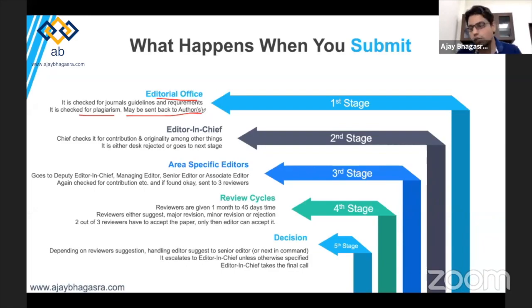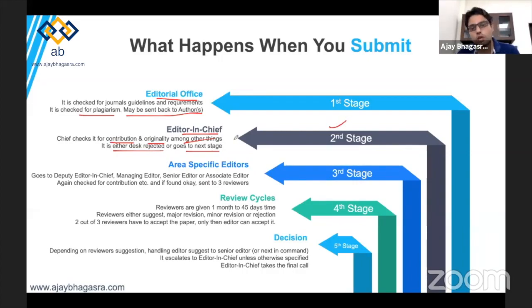If it is okay in the plagiarism check, it goes to the editor-in-chief. Now, the chief checks for its contribution and originality, the parameters I've shown you in the previous slide, among other things. It is either desk rejected, if it has problems on those points, or it goes to the next stage. This is stage number two.